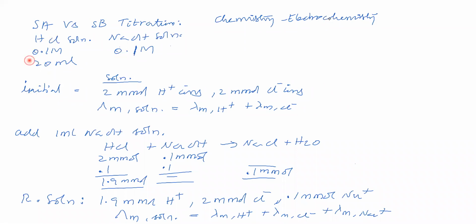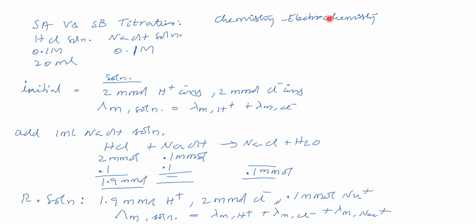You multiply 0.1 and 20, and you get millimoles of H plus ions and millimoles of Cl minus ions. You will get 2 millimoles of HCl, giving H plus ions and Cl minus ions. Now the molar conductivity of the solution is the molar conductivity of H plus plus the molar conductivity of Cl minus. This contribution plus this contribution.